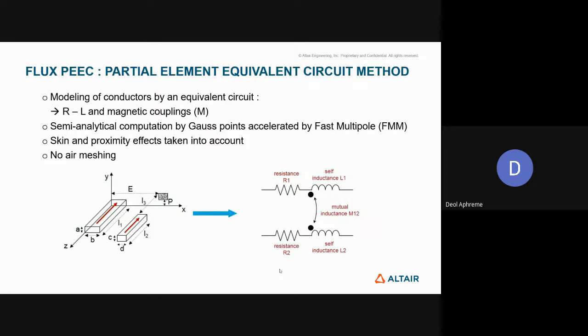Flux Peak, like I said before, is a partial element equivalent circuit method. You are directly giving the circuit and coupling it with the geometry here. You want to visualize the parasitic impedances and capacitances in the entire domain. So what we do is the fast multipole method, integrating the entire air. So there is no requirement of air meshing, and skin and proximity effects are taken into account by default. This is another tool exclusively for bus bars, single level PCBs and all of that.